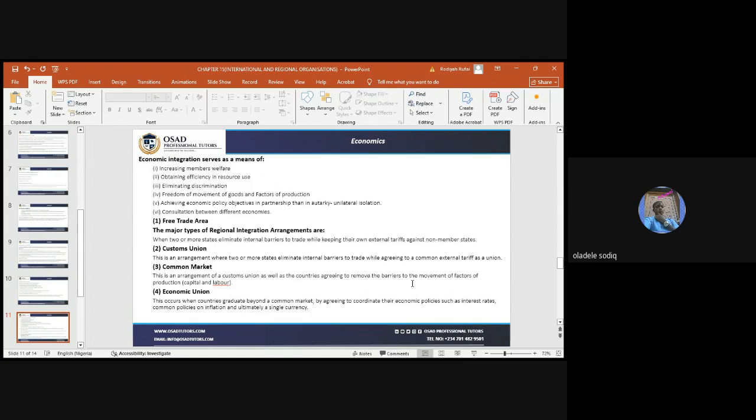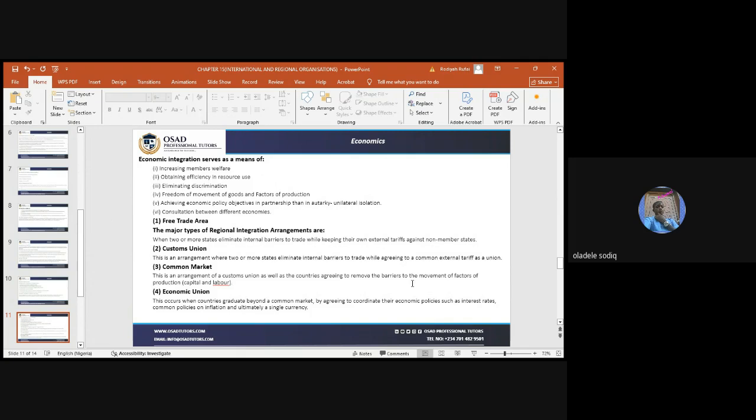Efficiency in what? In resources. It also eliminates discrimination. It also helps to increase what? Freedom of movement of goods and factors of what? Production. So it also helps us to achieve economic policy.